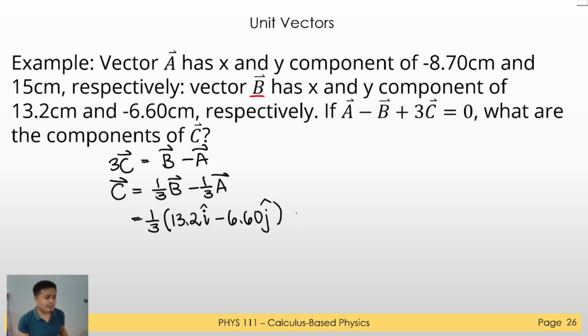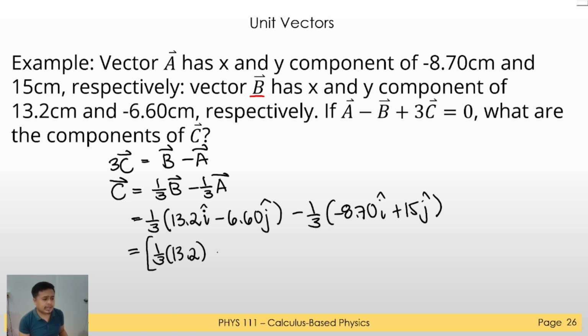But anyways, we can omit that sometimes to save time as long as we are in the same context. Okay, we have minus 1/3 of A, negative 8.7 I, and then 15. So all of the vectors are in centimeters, so we will take note of that for later. Okay, let's do this again. So we have 1/3 of 13.2 and then minus 1/3 of negative 8.7.